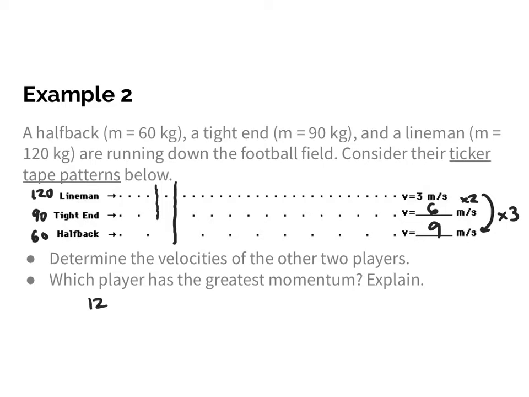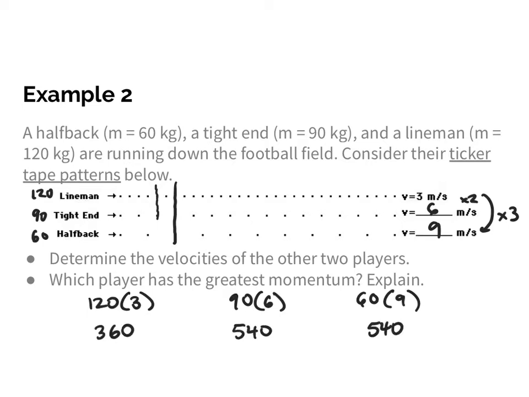So if I want to find the momentum of each of these individuals, I'm just going to simply take their mass times their speed, and that'll give me an indication of their momentums. What I'll get for the momentum of each of them is 360 for the lineman, and 540 for both the tight end and the halfback. So the greatest momentum would be shared between the tight end and the halfback.